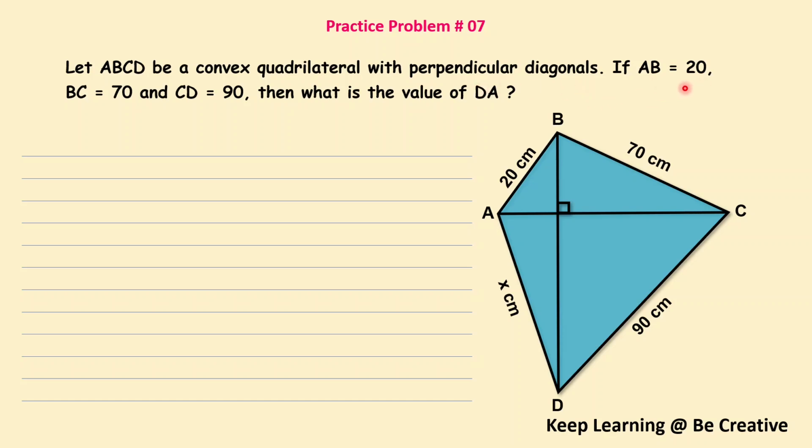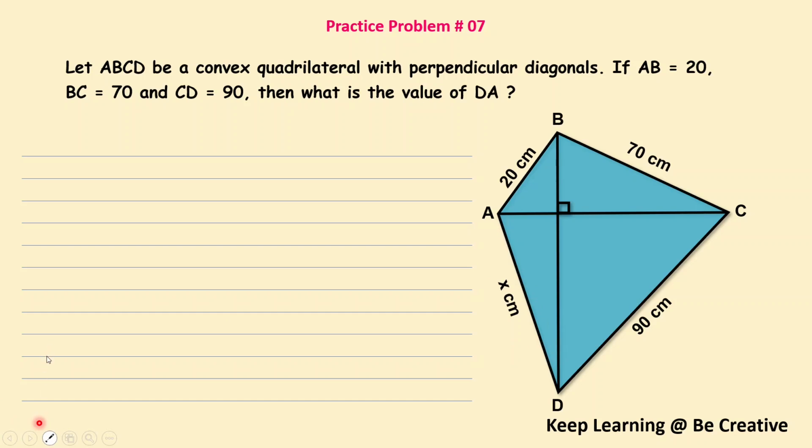Then we have been given AB as 20 centimeter, BC is 70 centimeter, and CD is 90 centimeter. We need to find the length of AD, which we have mentioned as X. So we need to find this length. Let's begin with the solution of this problem.